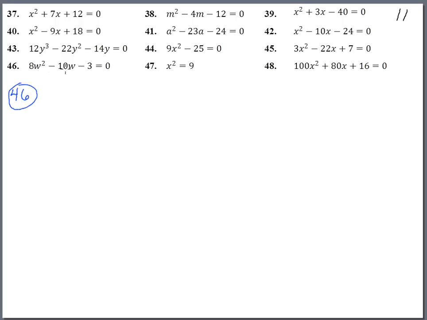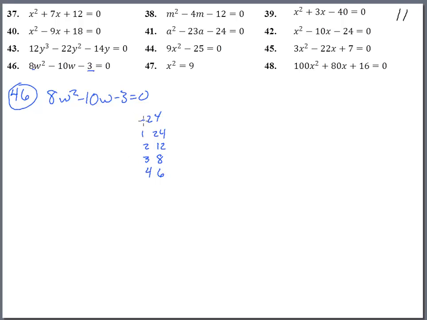8w squared minus 10w minus 3 equals 0. Ooh, with this one, we have a leading coefficient that's not 1. We can't take anything common out, so we're going to have to multiply the 8 and the 3 together. Let me write it down here. 8w squared minus 10w minus 3 equals 0. 8 times negative 3 is a negative 24. 1 and 24. 2 and 12 would do it. 3 and 8 would do it. And 4 and 6 would do it.